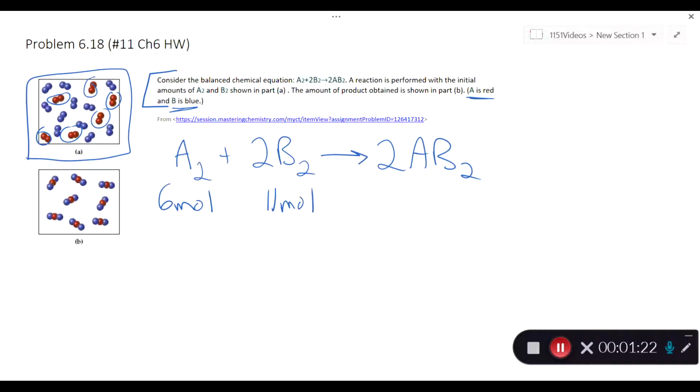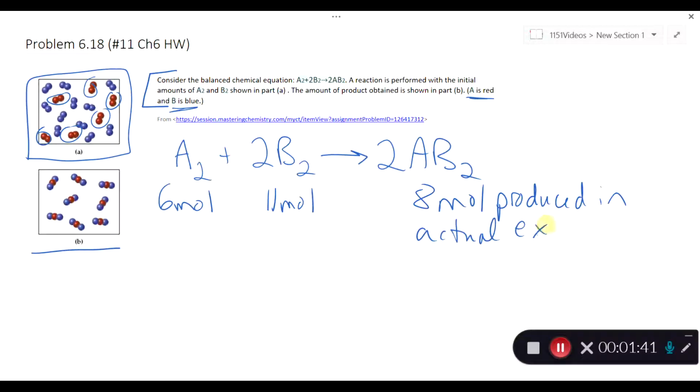And they say when these react, the experiment actually produces 1, 2, 3, 4, 5, 6, 7, 8. So figure B is what is produced. So 8 moles produced, and I'm going to put in actual experiment. Okay? So just like any limiting reactant problem, you convert from moles of, in this case, we'll just say reactant A and reactant B, to the moles of product using the balanced reaction.